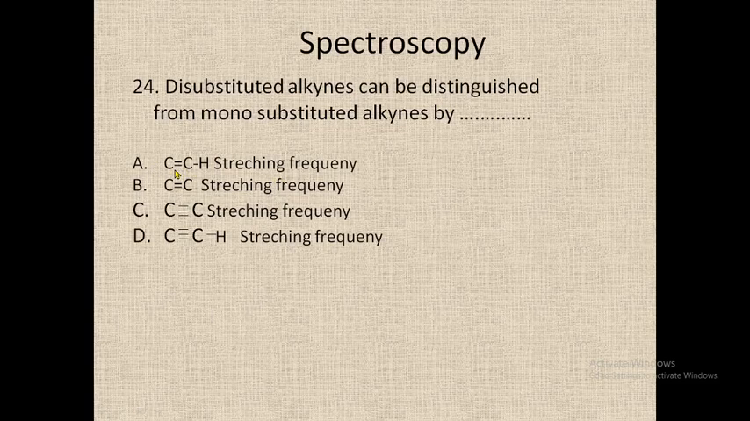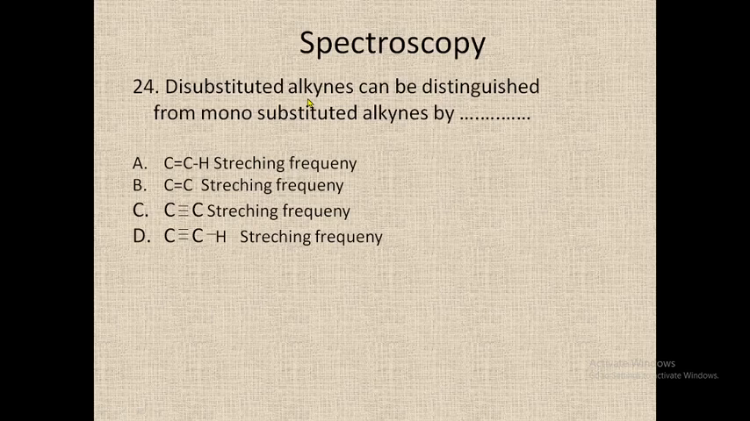The next question: di-substituted alkynes can be distinguished from mono-substituted alkynes by. Option A, C double bond CH stretching frequency. Option B, C double bond C stretching frequency. Option C, C triple bond C stretching frequency, or D, C triple bond CH stretching frequency. As it is about alkynes, A and B can never be the answer. The answer should be between C and D.